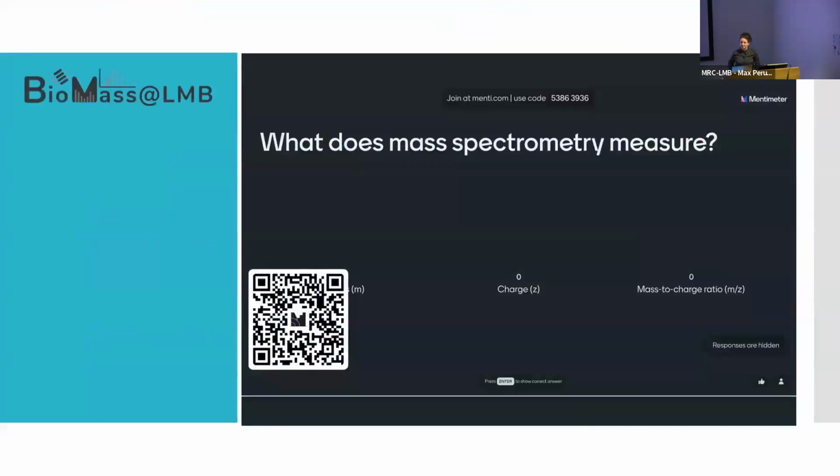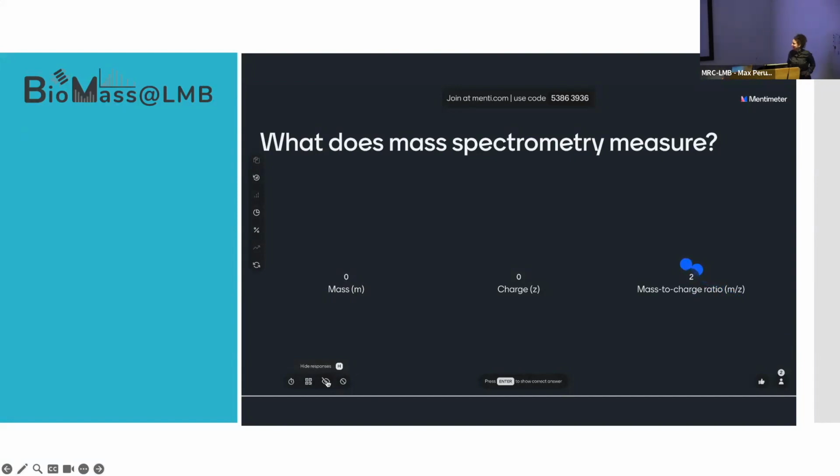So first thing I want to ask you, and if you by any chance have your cell phone with you, this is actually quite useful because this is interactive. You can scan the QR code and hopefully you'll have a question popping in your cell phone. Let me know if you're able to do this or not, because the first question that I want to ask, and just to make sure that everyone is well and awake, is what does mass spectrometry measure?